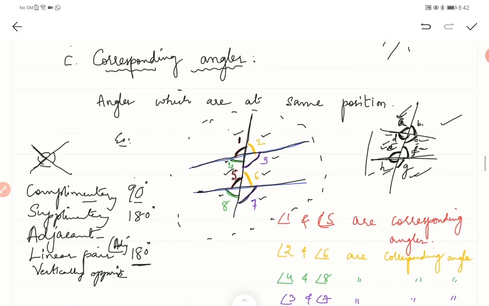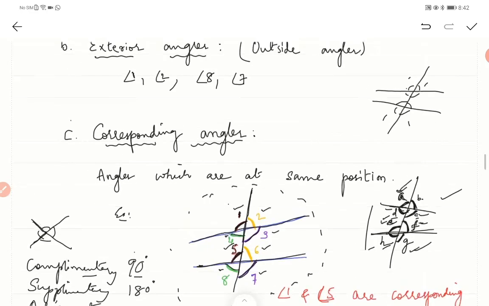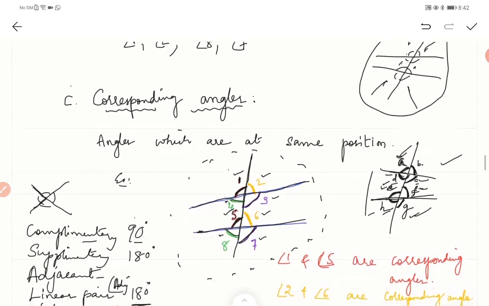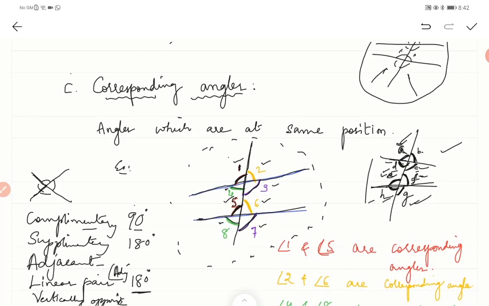After that we came to the transversal line. The angles formed by the transversal line, we have 8 angles formed in it. Interior angles are inside angles, exterior angles are outside angles. And the next angle we studied was corresponding angles. Corresponding angles are the angles which are at the same position.